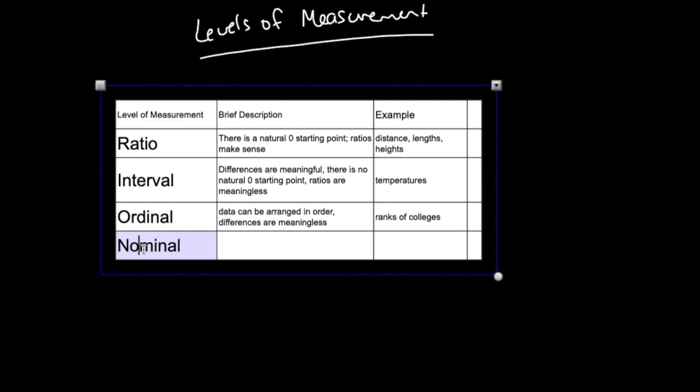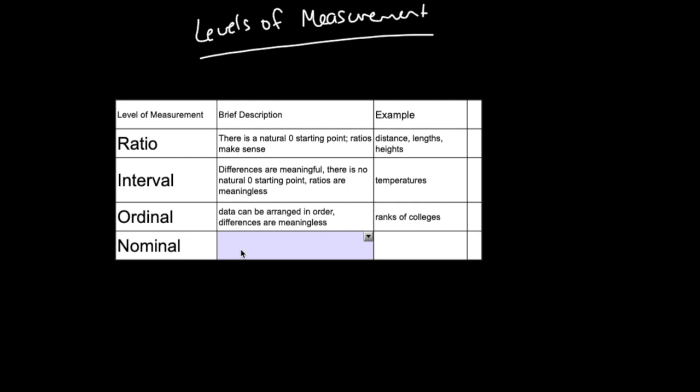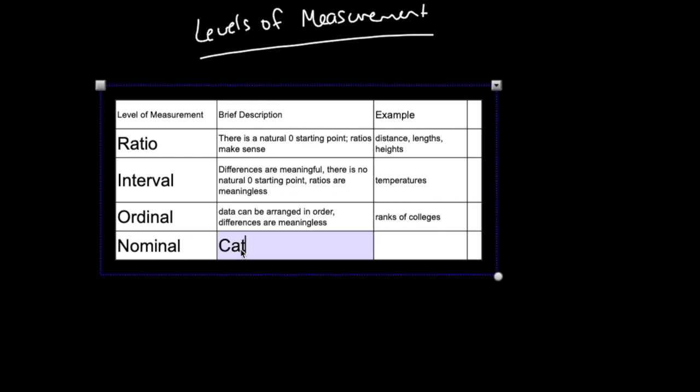Nominal, again, we're just categorizing data. We're just talking about types of data. Nominal is categories only. It can't be ordered. Data cannot be arranged in order.